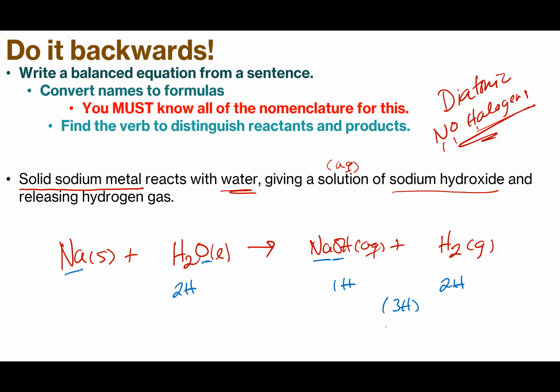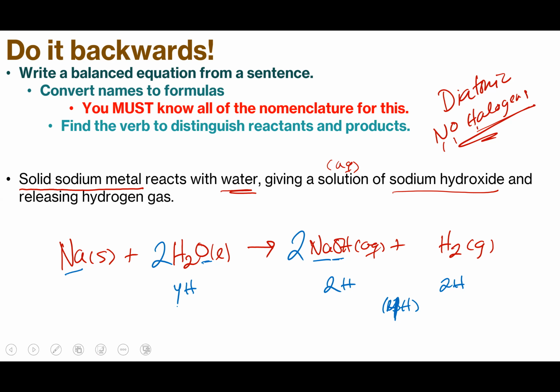We only have 2 on the reactant side. You only have 2 on the reactant side. So we have to have an even number on the product side. And the easiest way to do that is to slap a 2 in front of the sodium hydroxide. Okay. Now this is 2 hydrogens, and the total on this side is 4 hydrogens. So if we go back to the reactant side, we can make this have 4 hydrogens by putting 2 right there. Okay. Now this side has 4 hydrogens.